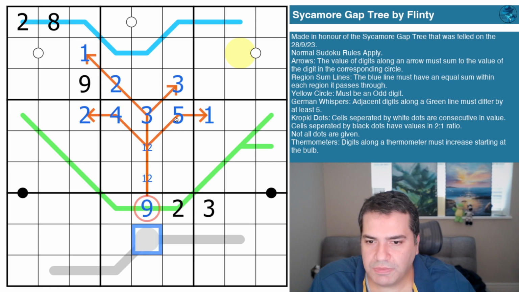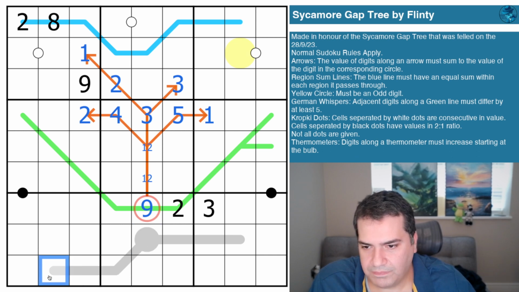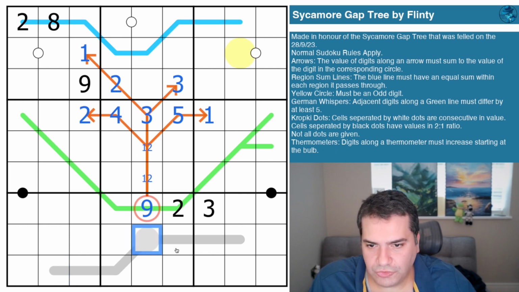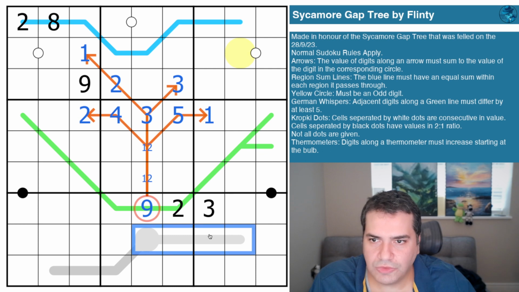1, 2, and 3 being gone from this thermometer means that it's already at a minimum of 4. That's relatively high. 4, 5, 6, 7. Enough to be interesting. Not quite enough in my opinion. To look at it next, maybe there are other things I should be paying attention to first.